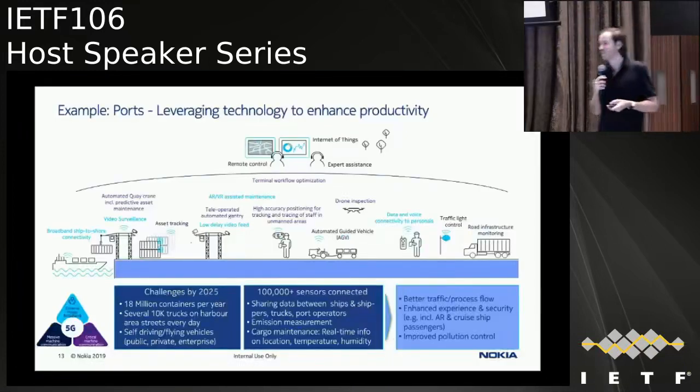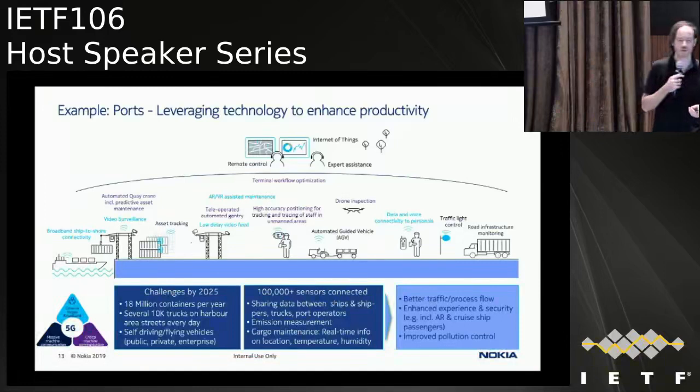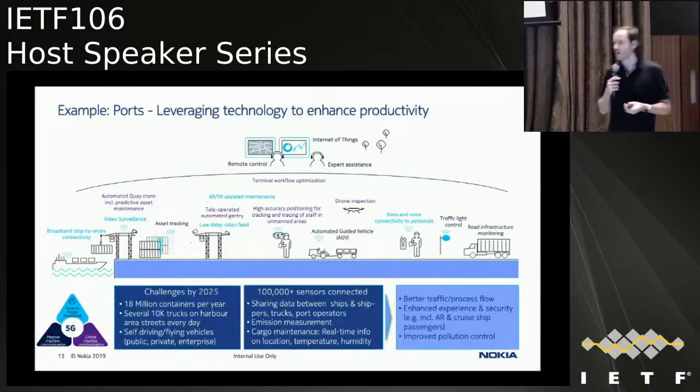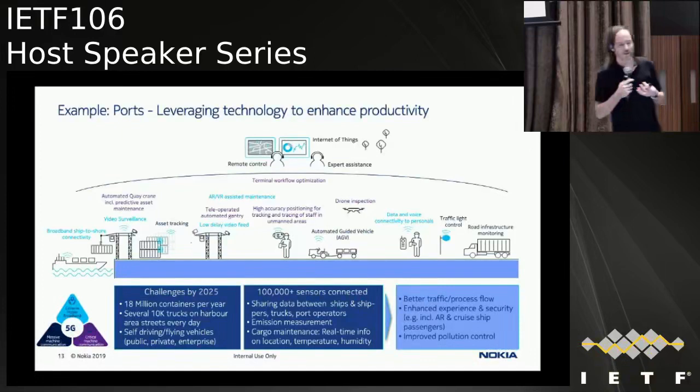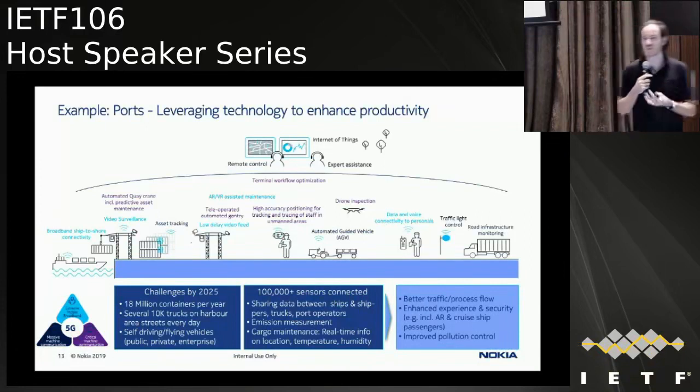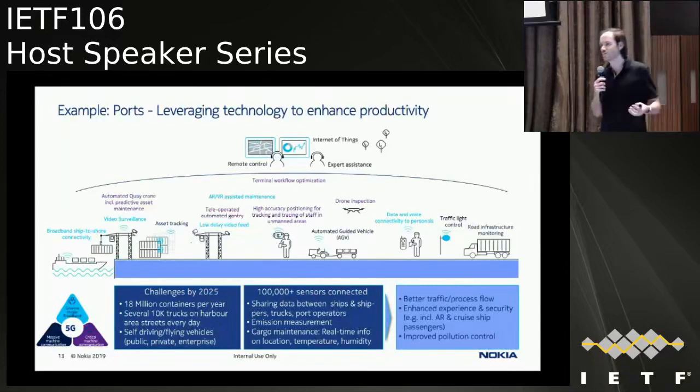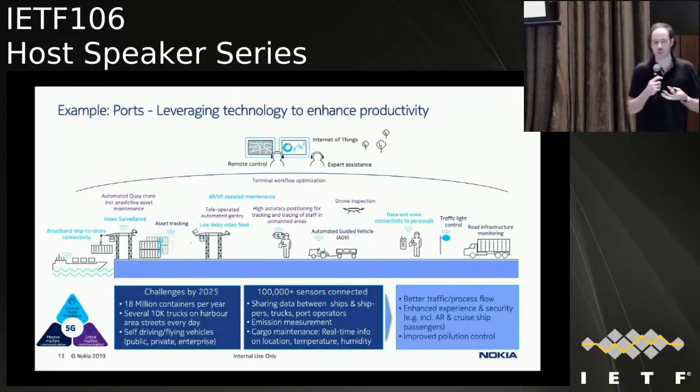Just to give one particular example there, so I mentioned a bunch of industry vertical applications. This is just one to illustrate it. Ports is a huge and increasingly complex environment. If you look forward to 2025, for example, just looking at some of our lead use cases here, you see over 18 million containers going through a given port per year. You have several 10K trucks moving around the environment. You have these environments spanning across tens of thousands of hectares, so a very large geographical space.